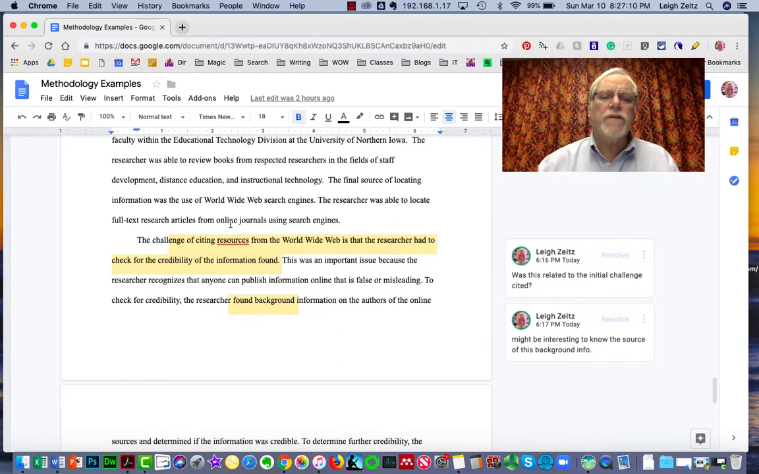The challenge of citing resources on the World Wide Web is that the researcher had to check for the credibility of the information found. They're talking about another challenge. The question is, does that relate to the challenge at the beginning? Since there wasn't any explanation there, we don't know.